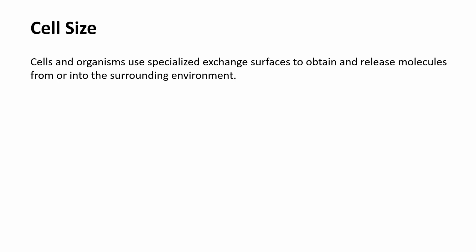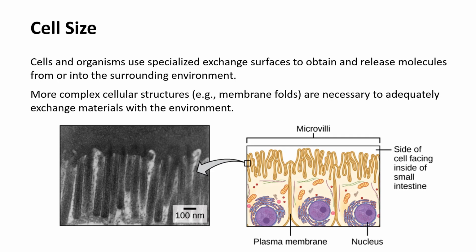Now, surface area is a very important concept in biology because cells and even organisms have specialized surfaces with which to increase their surface area and exchange molecules with the surrounding environment. As we look at more complex cellular structures, and we're going to have a histology lab in here where we'll look at different cell shapes, you're going to notice that some cells have a lot of folds in them, or perhaps long fibers that increase their surface area. And this is necessary to exchange materials with the environment.